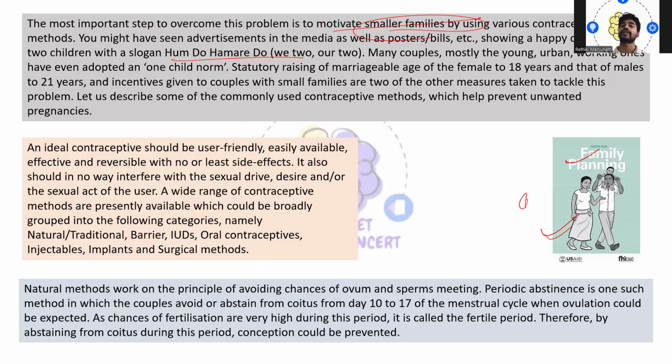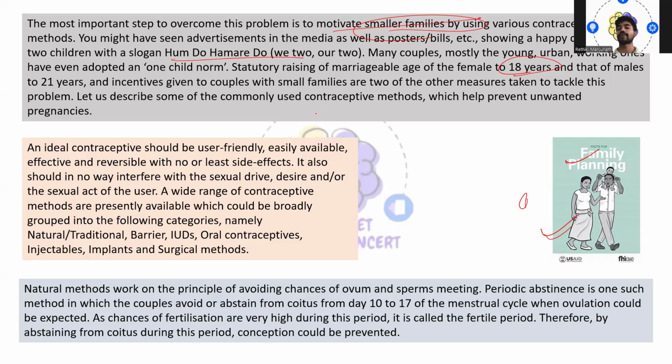Another thing is raising strict rules regarding the marriageable age. For females it is mandatory to be 18 years, and for males it has to be 21 years. So this was also a very important thing, because just by having restrictions on age, it can reduce reproduction.